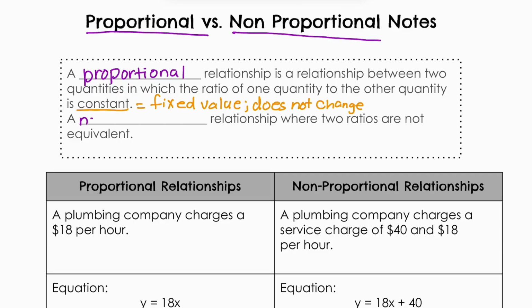A non-proportional relationship is where two quantities are not equivalent.